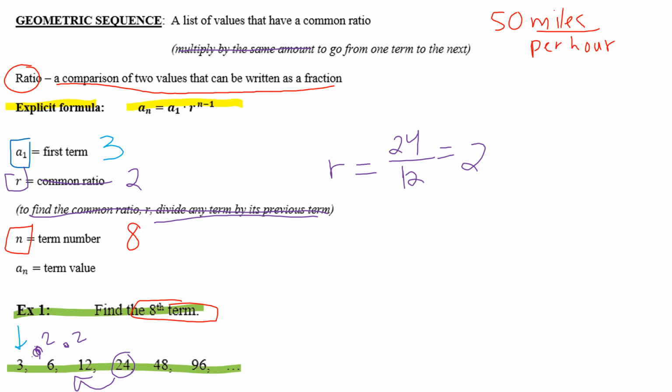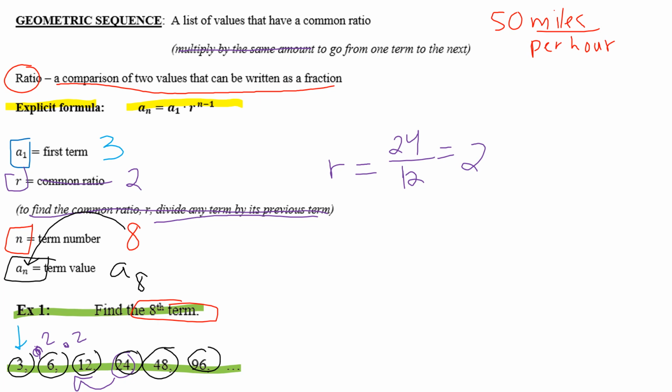Now, a sub n is the actual value of the term. So in this case, since we're letting 8 equal n, I can go ahead and plug that in wherever I see n. So this would really be telling us a sub 8, where a tells me we have a geometric sequence and 8 just tells me I'm trying to find the 8th term. In this case, 3 is the first term, 6 is the second, 12 is the third, 24 is the fourth, 48 is the fifth, and 96 would be the 6th term. So if I wanted to find the 8th term in this case, I would need to continue the pattern.